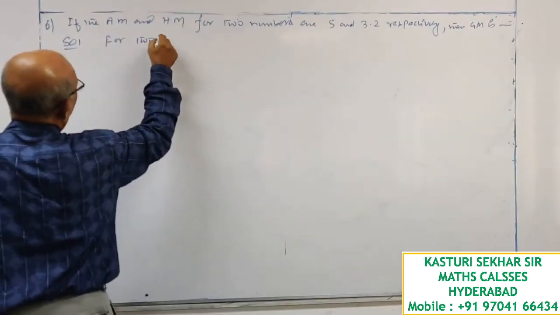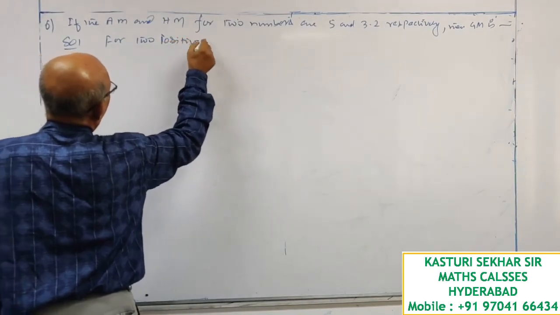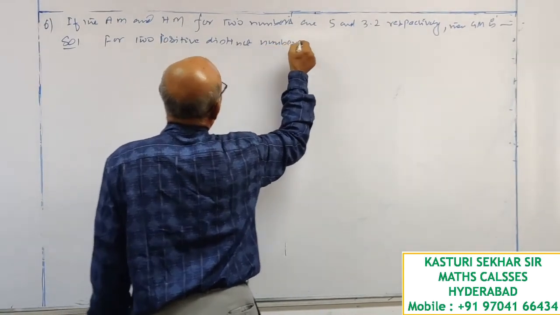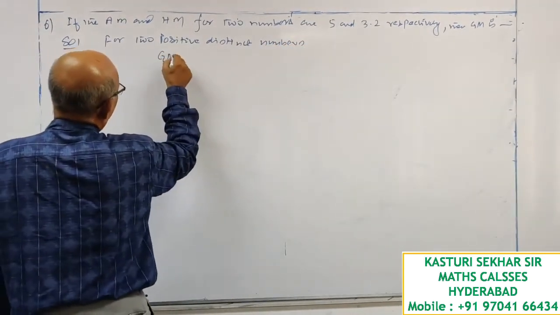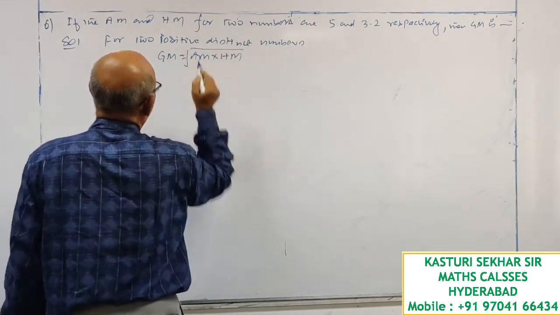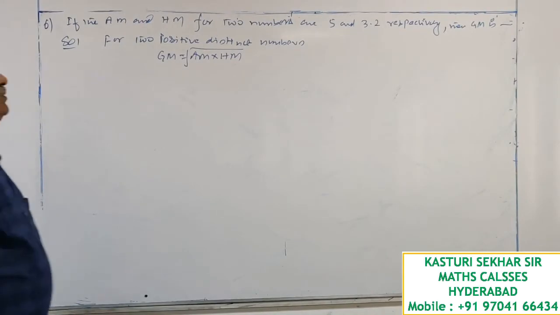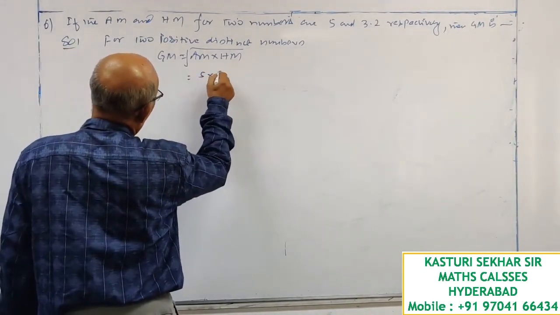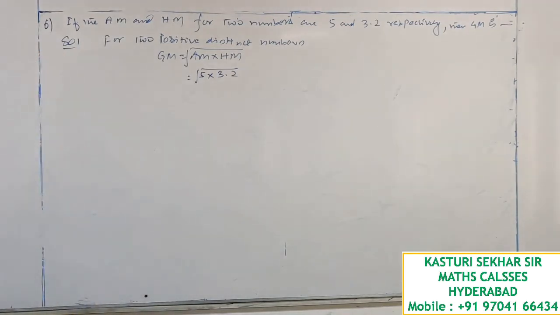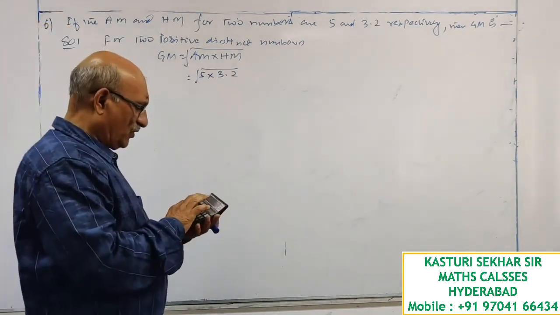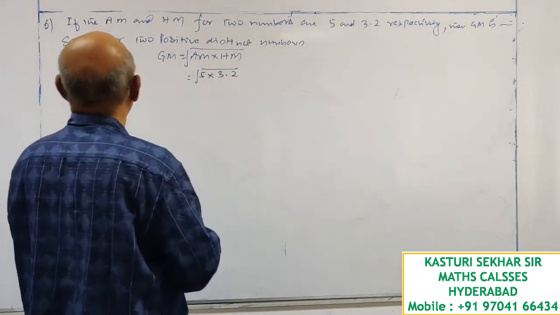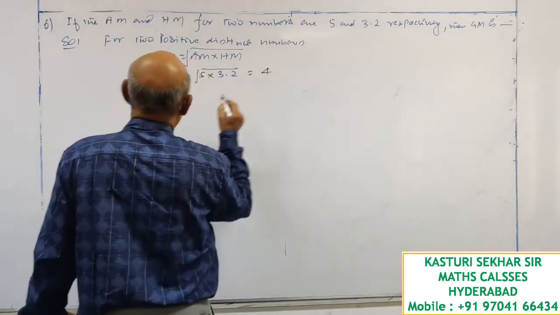For two positive distinct numbers, geometric mean is equal to the square root of AM into HM. So it is root of 5 into 3.2. 5 into 3.2 is equal to 16, root 16 is equal to 4. 4 is the answer.